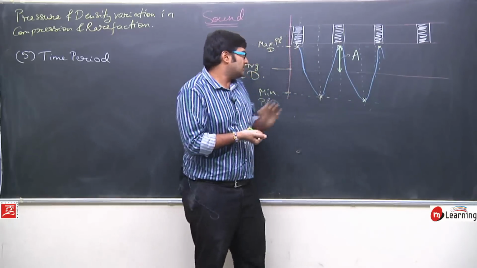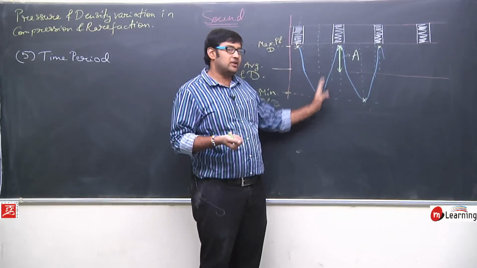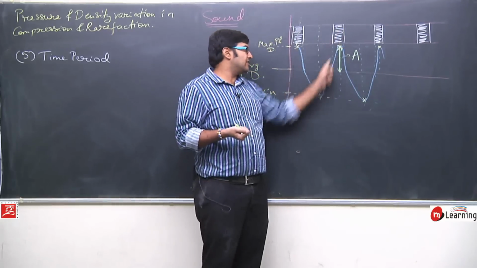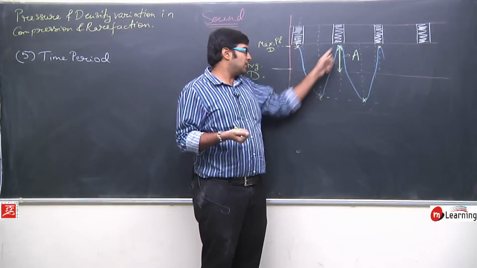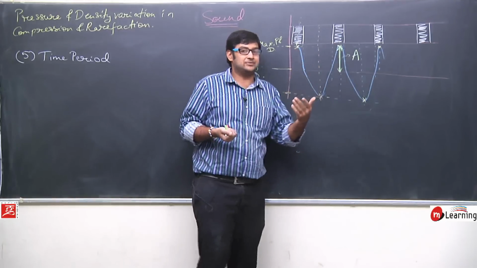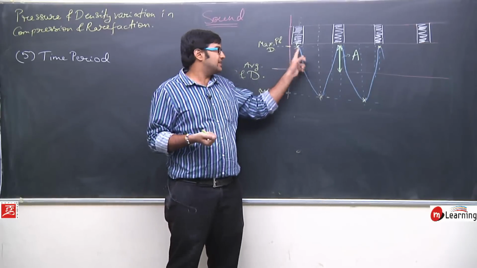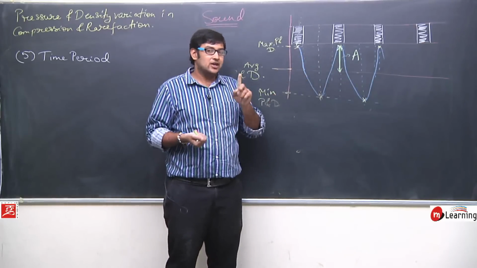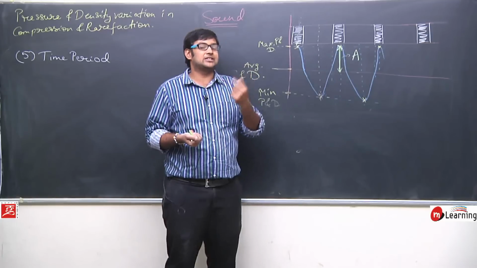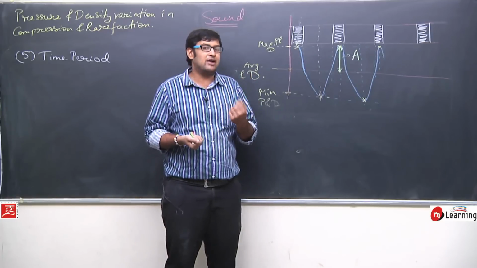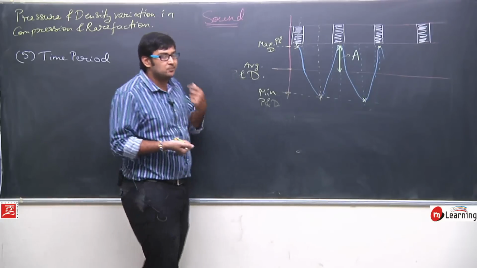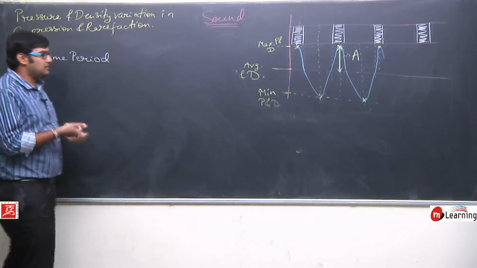So what we can see here, from maximum to minimum, then minimum to maximum, this particular situation happens, and this process is also taking some time. So how much time is this process taking, that is, how much time is required for one oscillation to complete, that is represented by the time period.